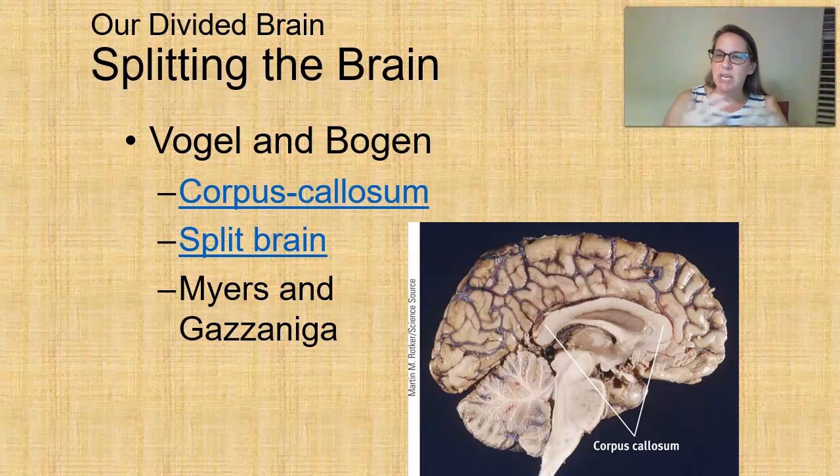And maybe we can stop some of these epileptic seizures. So they did the split brain procedure, where they went in and did brain surgery and would sever a person's corpus callosum. And this is an actual image of a brain, and this is the corpus callosum section of it. So what would happen if you had that split brain procedure?